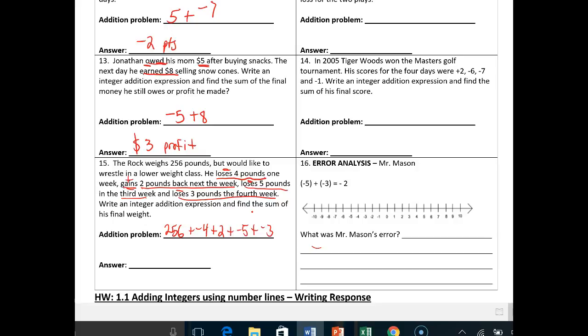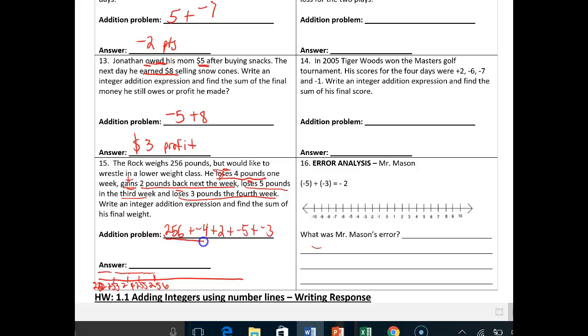So, think of a number line. It might be helpful to draw one here. Then you're going to start at 256. You're going to lose 4 pounds. That means you're going to go back 4 spaces. So that means 255, 254, 253, and 252. So you're at 252. Then you're going to gain 2 pounds.